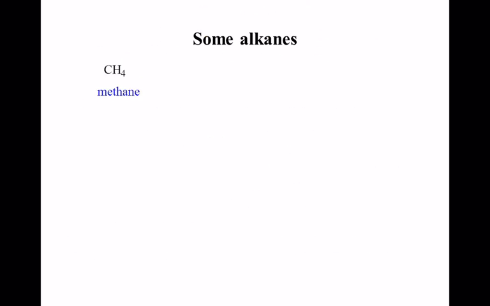So here are some alkanes. The simplest alkane is methane with 1 carbon, 4 hydrogens. Then we use this between 1 carbon and 4 carbons. Of course, you could have something that's 2 carbons, 3 carbons, and this is 4 carbons. We use the prefix BUT for 4.